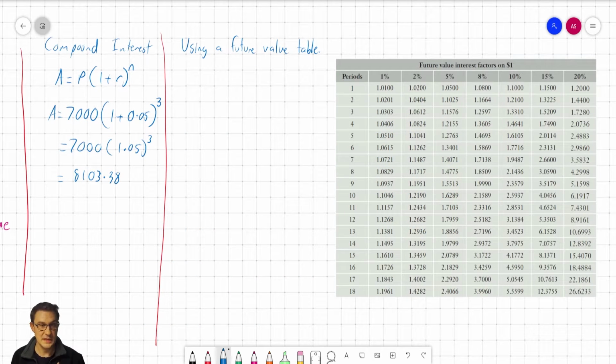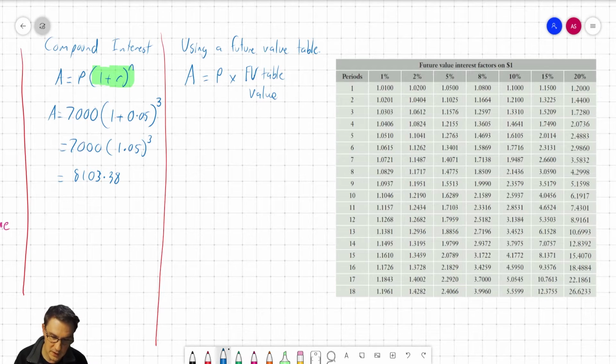Now, another method which is sometimes used when dealing with compound interest is to use what's called a future value table. And when we're using a future value table, what it's doing is it's replacing the part of the compound interest formula, which is highlighted here. And so what happens is we end up effectively with A is equal to P times the value taken from the future interest table. Call it FV table value. And so this aspect here is taking it from a table like this one we can see here on the right.